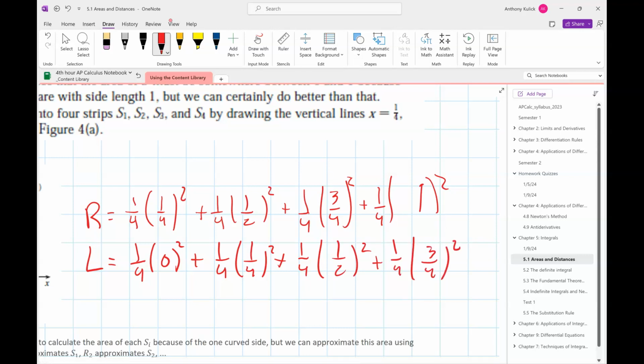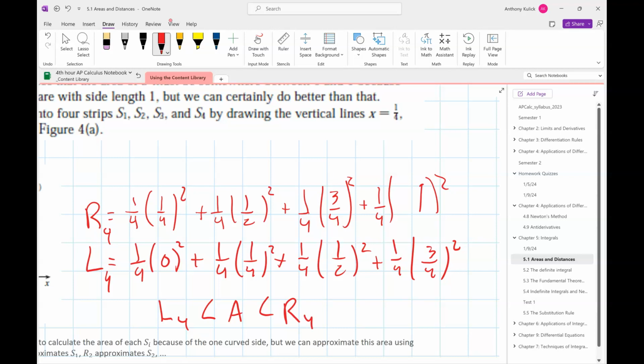Everybody's okay with that? And I'll call this R4 and L4 because I have 4 subdivisions here. How could I get a more accurate estimate than this? I sure can. Into smaller chunks. Break them into smaller chunks. Use more rectangles.